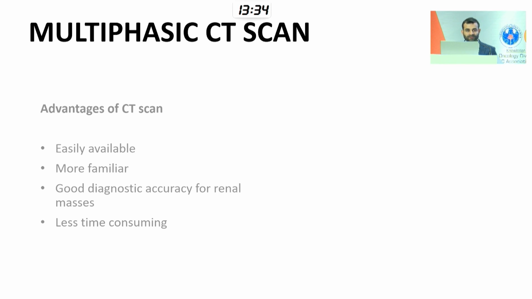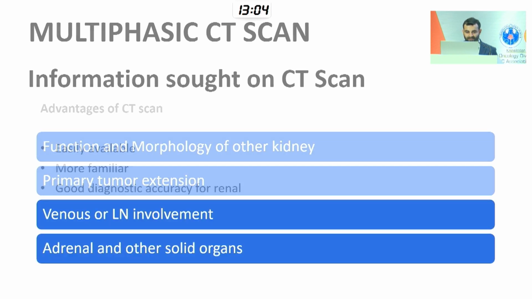So more or less, we as surgeons are more familiar with CT scan, and such patients invariably undergo multiphasic CT scan. I'll be discussing in the further slides what multiphasic actually is. So what are the advantages of CT scan? First, it is easily available, it is more familiar to surgeons, it has good diagnostic accuracy for renal masses, and it takes less time to conduct the study per se.